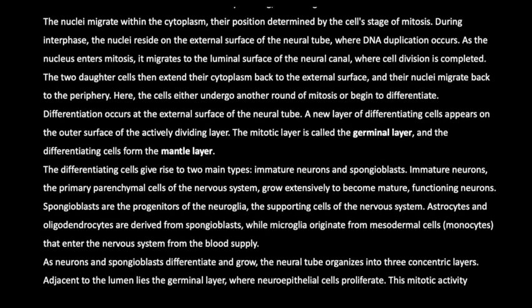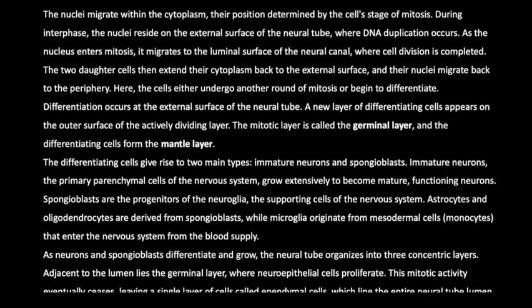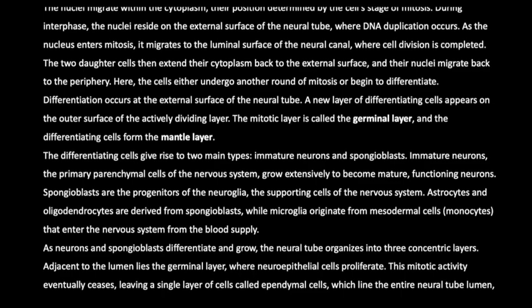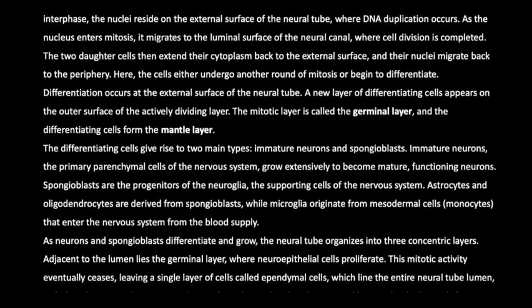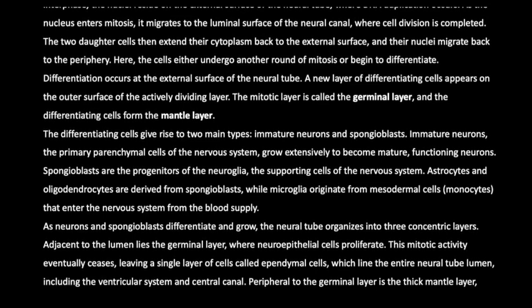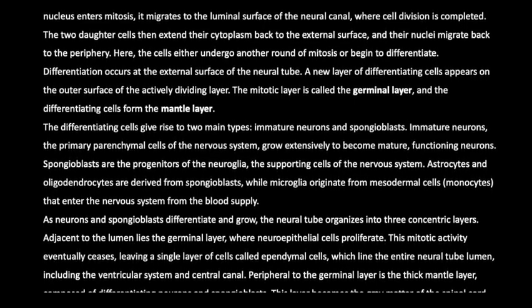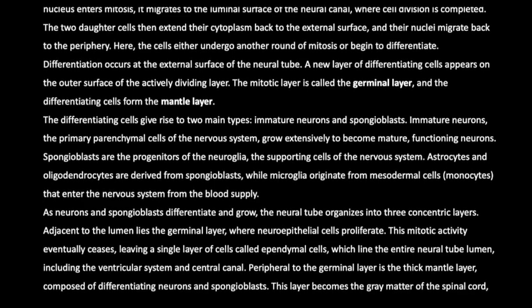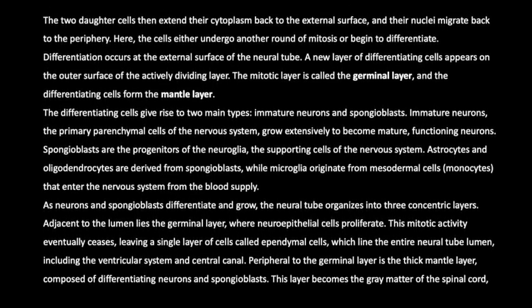Differentiation occurs at the external surface of the neural tube. A new layer of differentiating cells appears on the outer surface of the actively dividing layer. The mitotic layer is called the germinal layer, and the differentiating cells form the mantle layer. The differentiating cells give rise to two main types: immature neurons and spongioblasts.